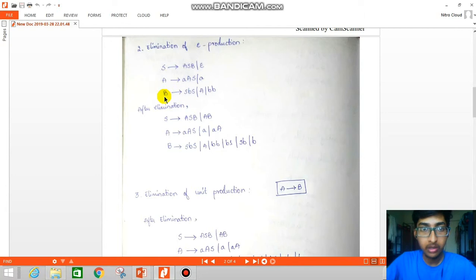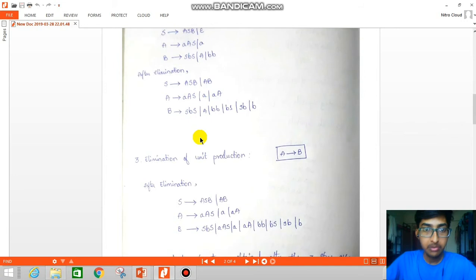Now we'll derive this. B defines SBS, A and BB as it is, and now in place of S you substitute epsilon. First in this place we'll substitute epsilon BS, which is nothing but BS, which is this. Now substitute epsilon in this place. SB epsilon, which is SB, which is this, and in both places you substitute epsilon B epsilon, which is B, and we have eliminated the epsilon production.